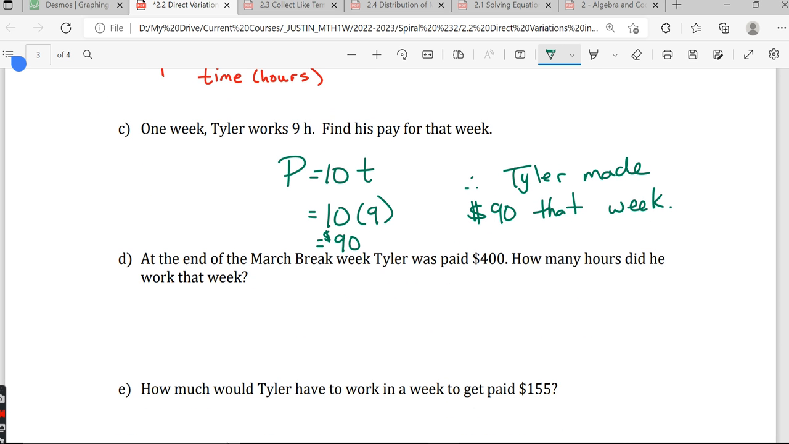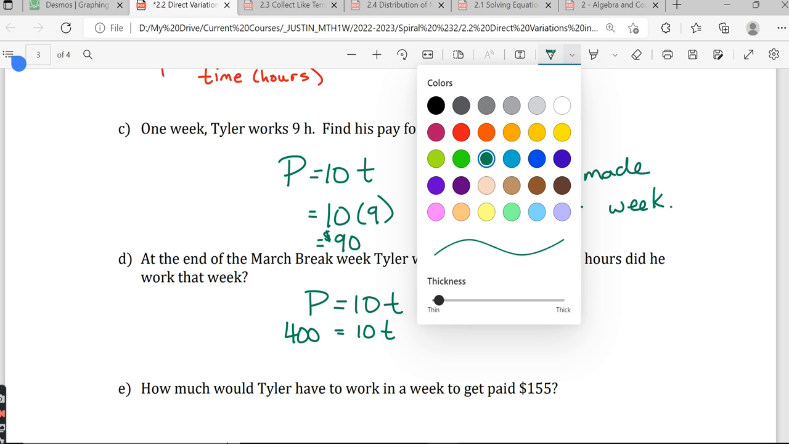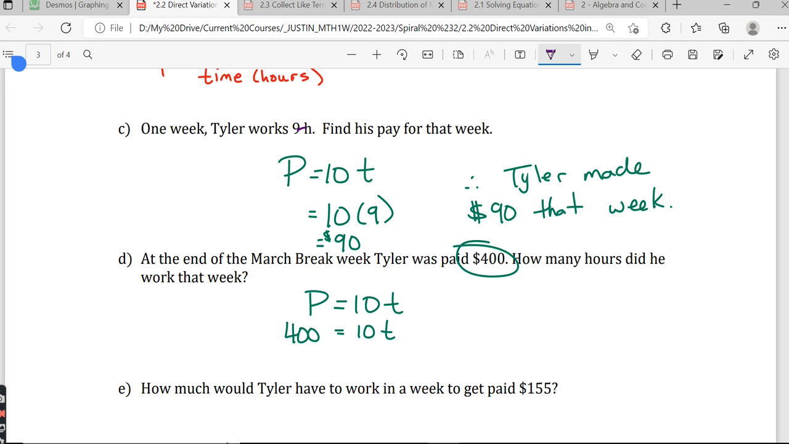Now, at the end of March break, Tyler was paid $400. So let me rewrite the equation. We're being told that the pay is $400 now. So 400 is equal to 10 times T. How many hours did he work? So you will need to use your solving equation skills from last week. Well, if we need to find T, I'm going to divide both sides by 10 to get T on its own. So if I divide 400 by 10, I will get 40. So therefore, Tyler worked 40 hours.